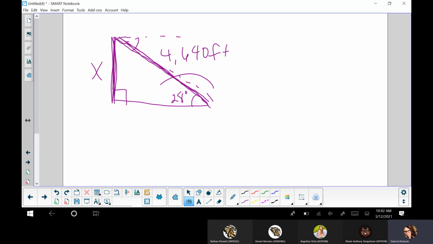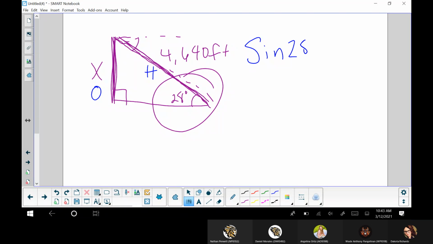All right, so looking at 28 degrees, if that's your reference angle, X would be opposite. This side would be your hypotenuse side. So which trig ratio has opposite and hypotenuse? Sine. So the sine of 28 degrees equals opposite, which is X, over hypotenuse, which is this large number, 4,640.